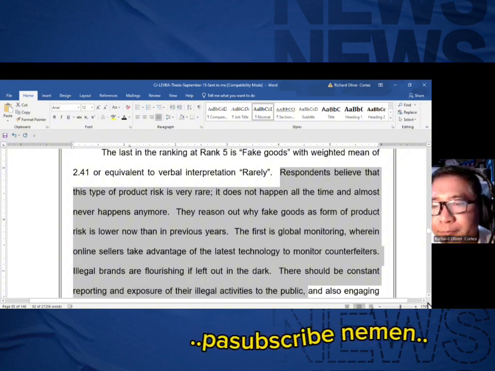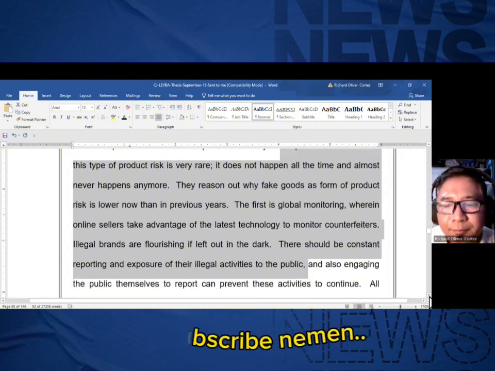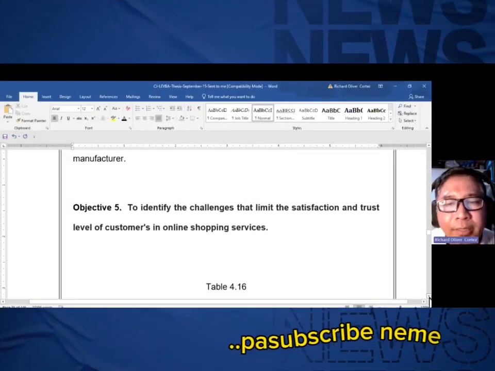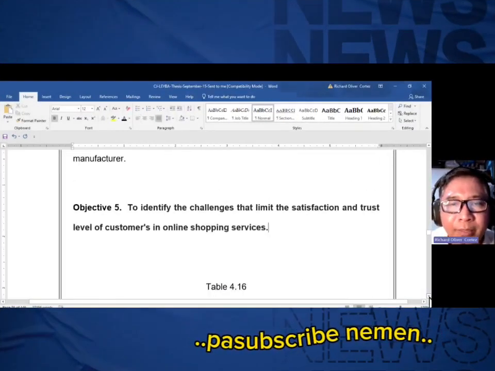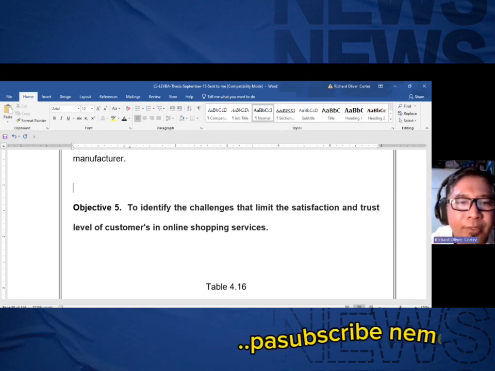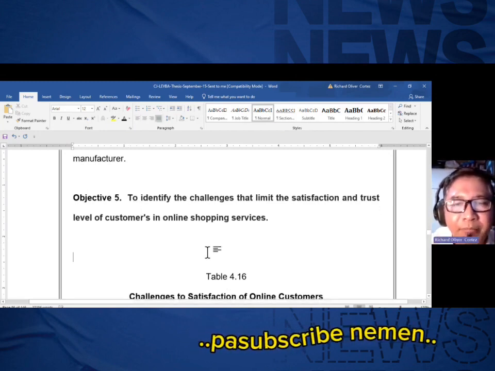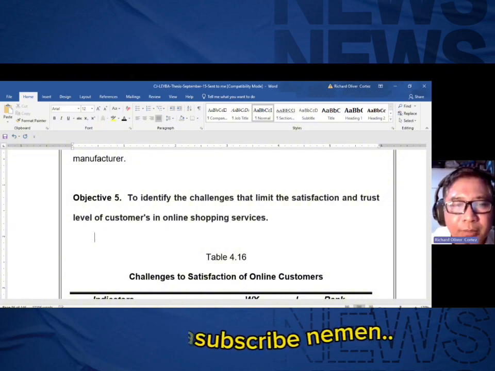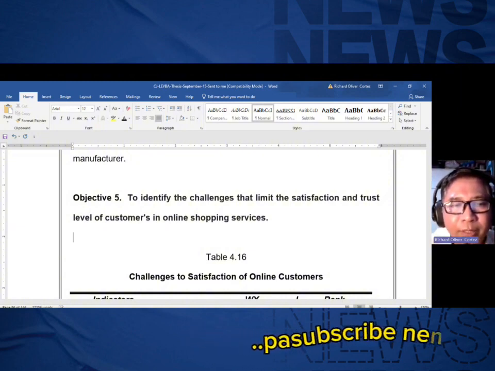Alright. Let's go to the other type. Ito naman. So the same format. You mentioned objective 5. Then below the table 4.16 na.